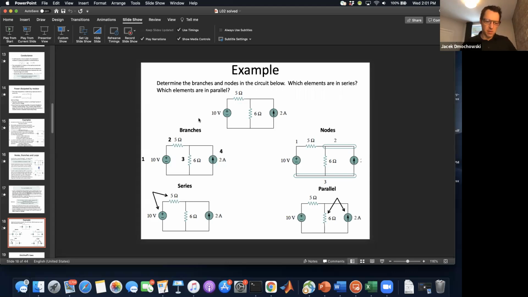And one last comment about this is that it's not either or. You don't have to be in series. You can be not in series and not in parallel. For example, the 5 ohm and the 6 ohm are not in series and they're not in parallel. So you do not have to belong to one of the 2 categories. You can belong to neither.